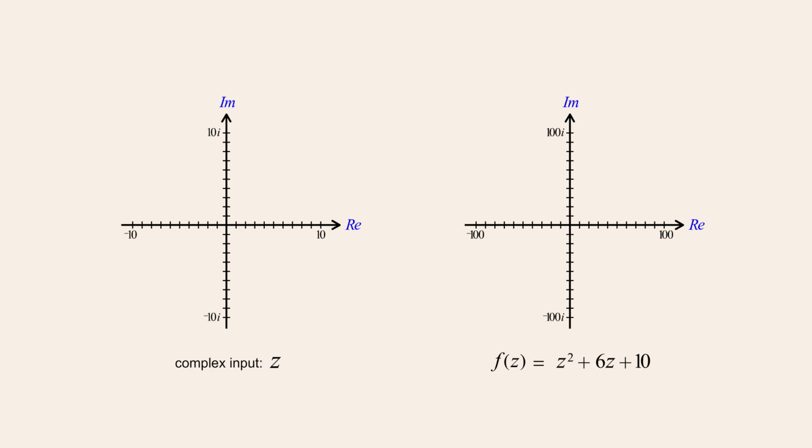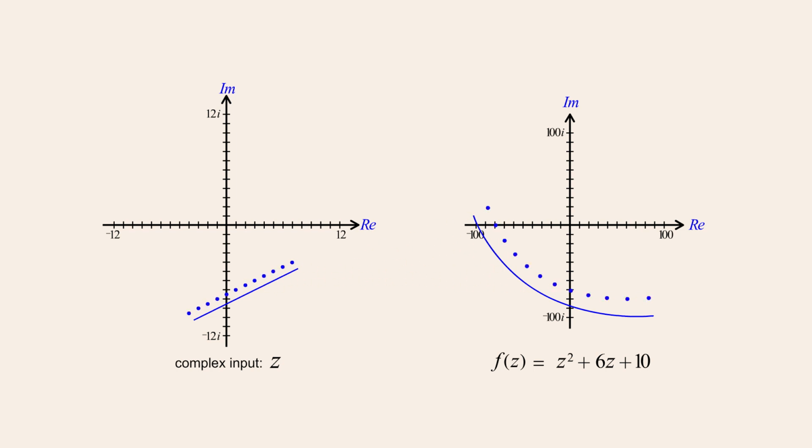For instance, using the same function, let's start with a subset of input values that form a linear path. Now let's do the same for a second subset of input values that form a path parallel to the first path. If we continue to do this for more input paths, we can get a better idea of the behavior of this complex function.